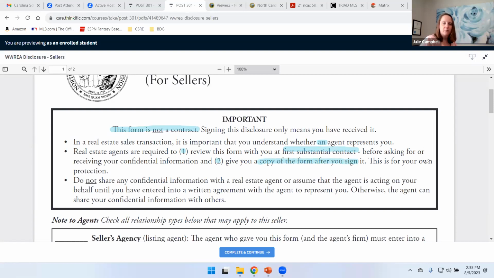This form is for your own protection. This third bullet point sums it up nicely. Do not share any confidential information with an agent or assume that the agent is acting on your behalf until you have entered into a written agency agreement with the agent to represent you. Otherwise, the agent can share your confidential information with the others. That's what this form does, you guys.